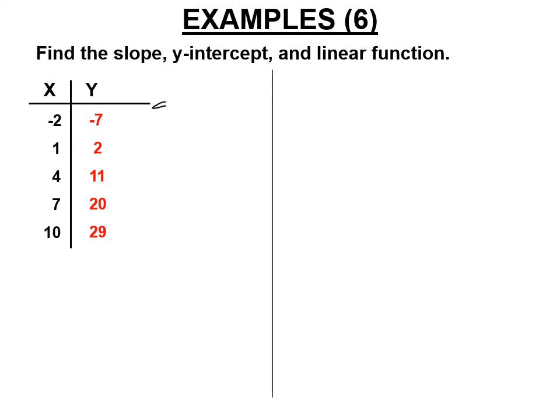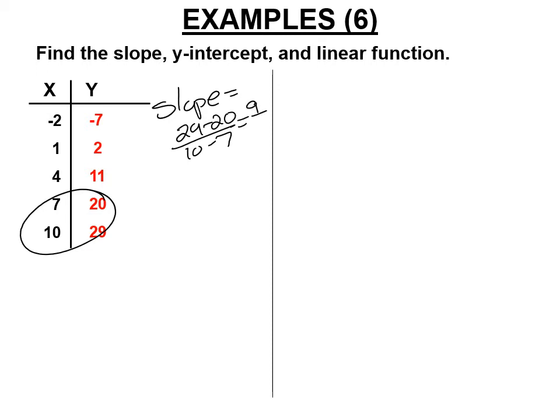Okay, so every homework problem, you're starting with the slope. Let's avoid the negatives here, right? And do this. 29 minus 20. You can do it whatever way you want. And so you get 9 minus 20 is 9. 10 minus 7 is 3. 9/3 is 3. So the slope is 3. So y equals 3x plus b.